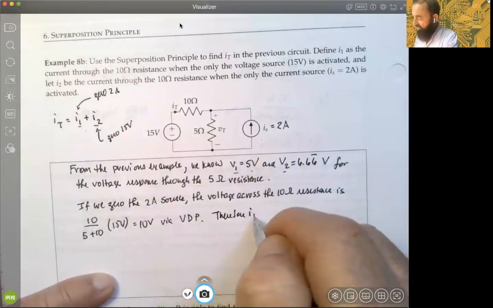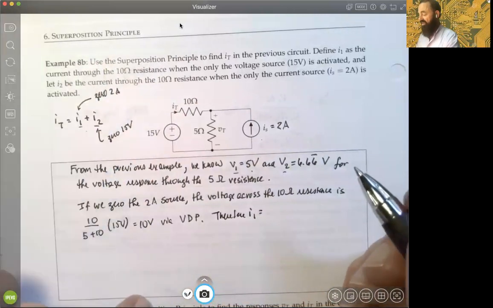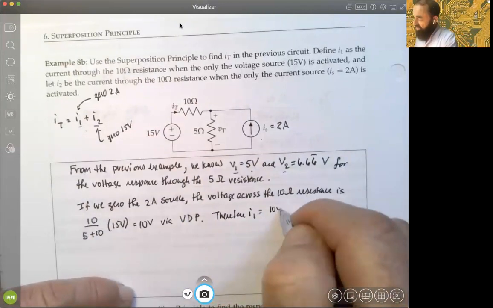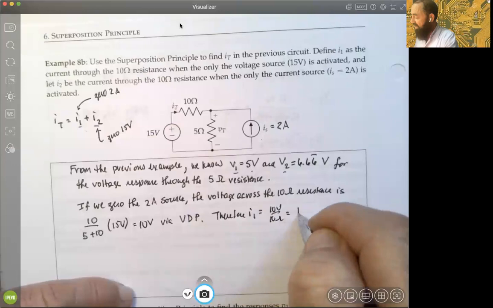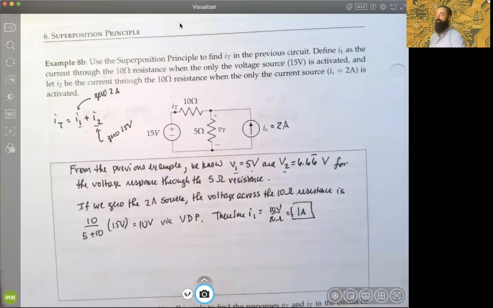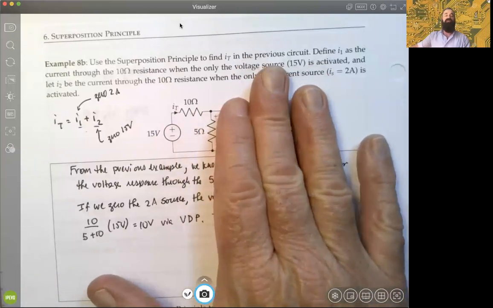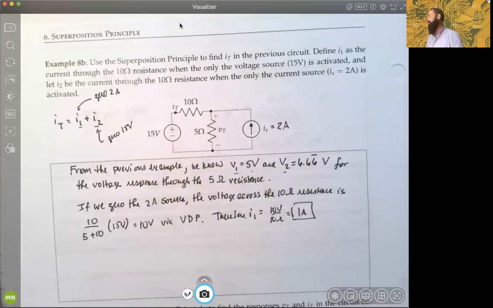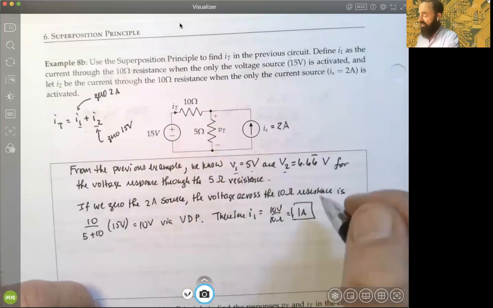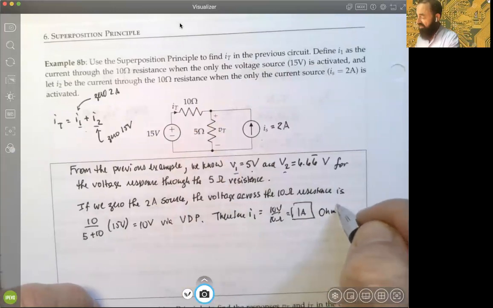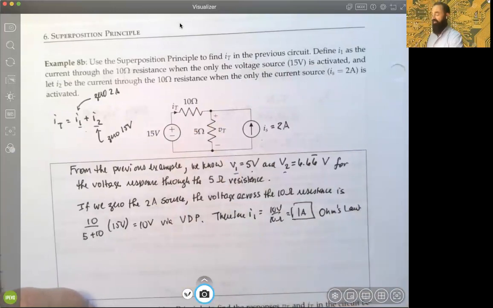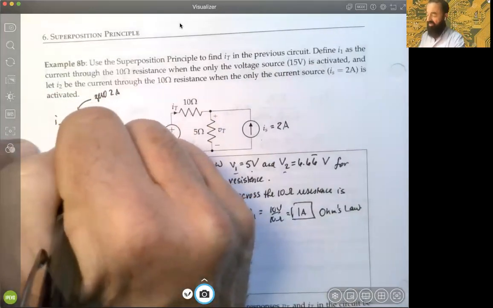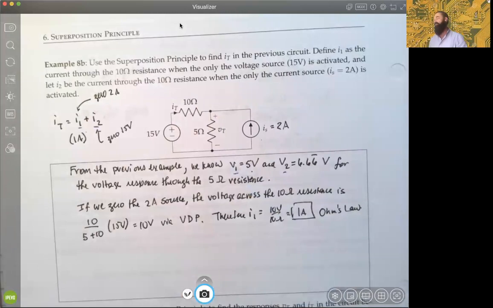I know that I1 must be what? Well, in that case, there's only 10 volts across it, right? So we'll have 10 volts over the 10 ohm resistance. So that's 1 amp, okay? Because this is zeroed out and this is the smaller circuit we're working with, and the current flowing through, by Ohm's law, is 1 amp, okay? Again, this is Ohm's law, right? So we already know that this part of the contribution is just 1 amp up there, right?